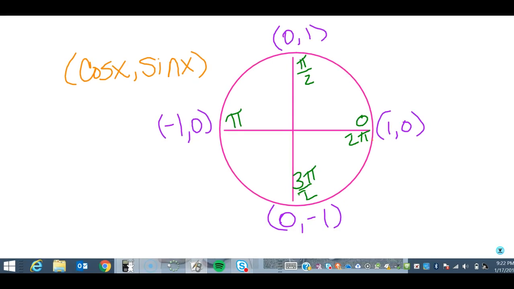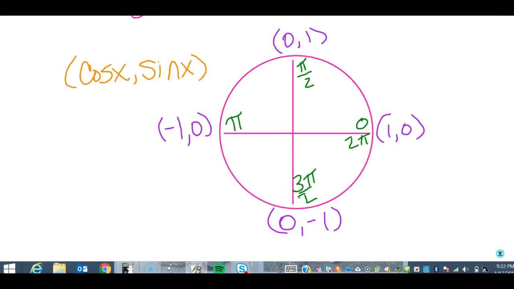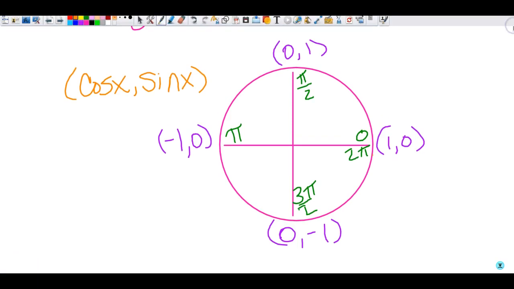Oh, dang it. Grabbed the wrong thing here. Well, I'm not even sure how to fix that. There we go.